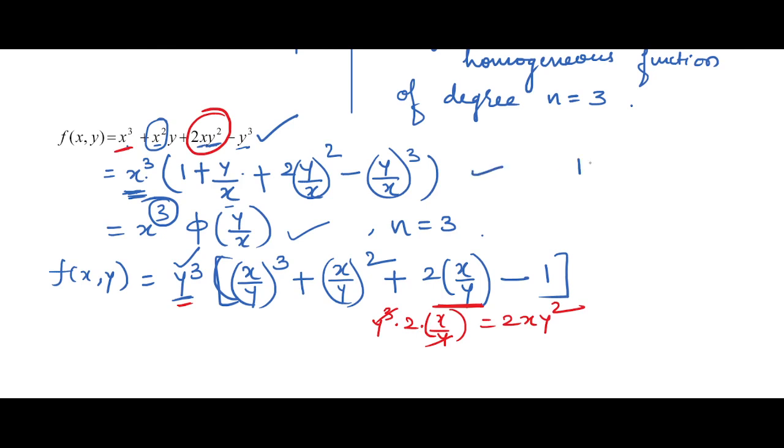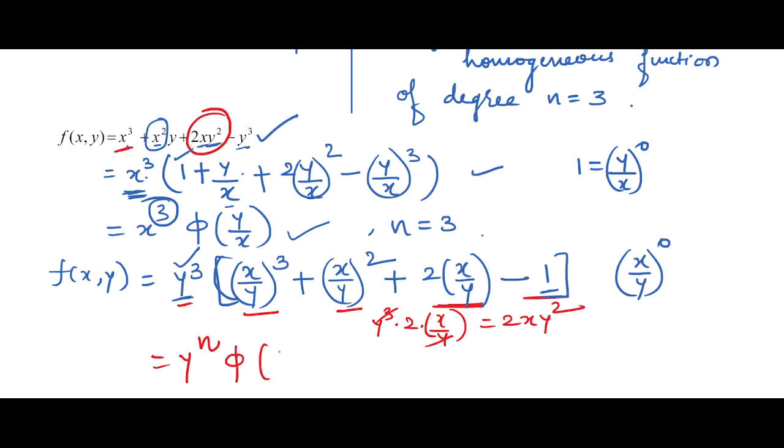Here also 1 we can write as y by x raised to 0, and this 1 we can write as x by y to the power 0. So each and every term of this expression is in the form of x by y. So it is in the form of y raised to n times some phi of x by y. If we are able to express a function in this form, then that function is called a homogeneous function of degree n.